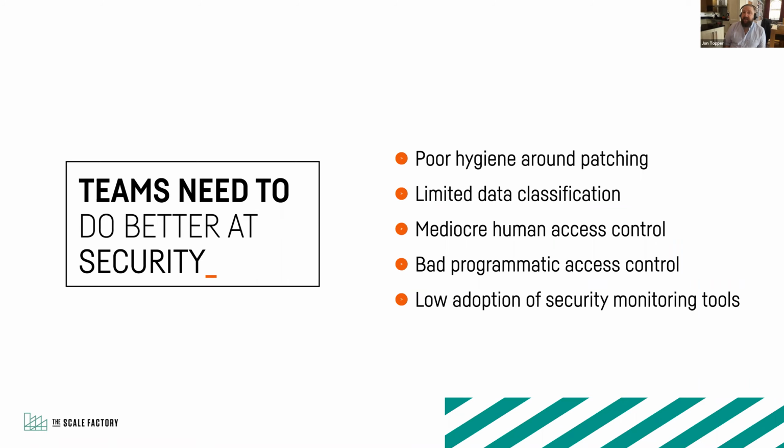Generally speaking, teams are not doing good programmatic access control, which means that they're not using features of the platform that allow them not to have to bake API keys into application code or config. That's definitely something to look at if you're in that boat. In general, we've seen low adoption of security monitoring tools, even the ones that are really easy to turn on with a click in the console. We're not seeing a huge amount of GuardDuty or CloudTrail usage, and that's an area for easy improvement.